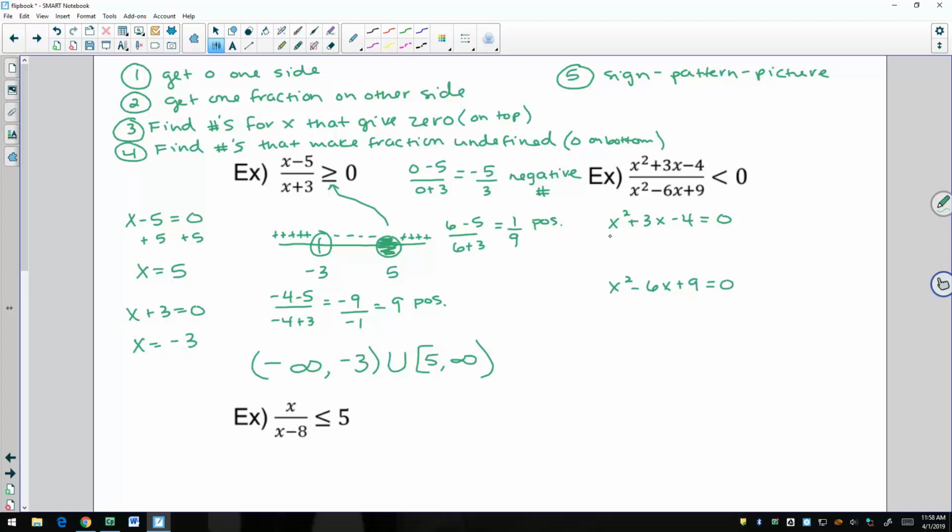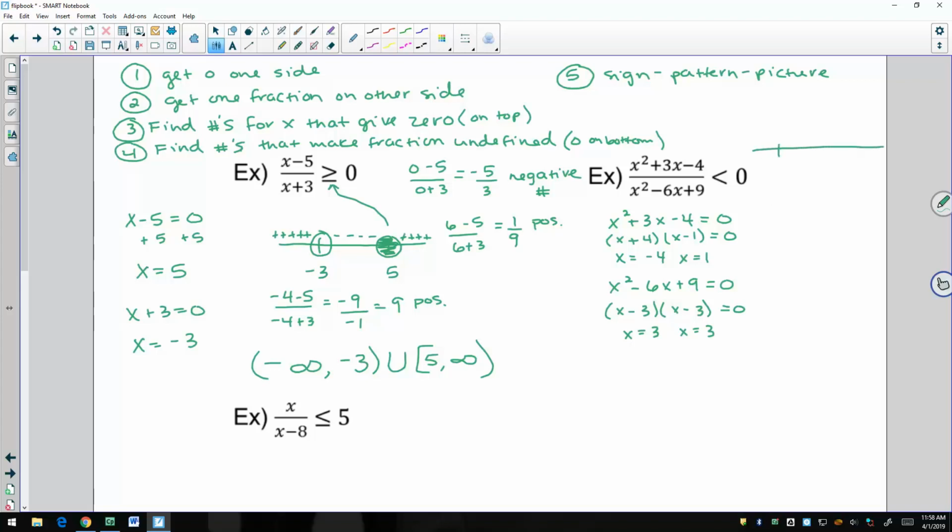So up on top, if you factor this, that would be x plus 4, x minus 1. So your two x's that give you 0 are -4 and +1. Then you have to find any x's that make the bottom 0, which they definitely don't work because it's going to be undefined. So this factors to be x minus 3 times x minus 3. Well, the good news is that's technically only one number because you get the same number twice. You get x equals 3 and x equals 3. So your 3 numbers this time, you could have had up to 4, but those were the same.